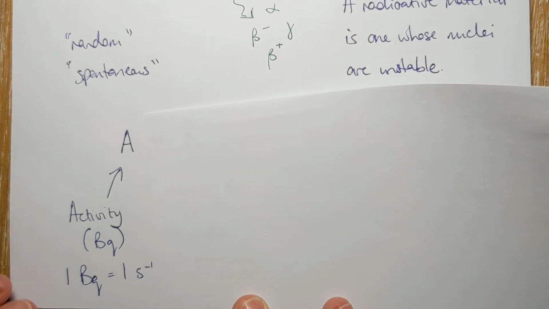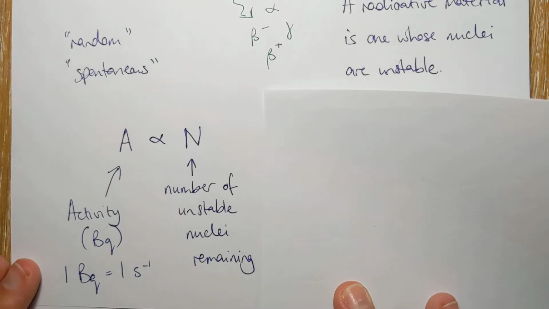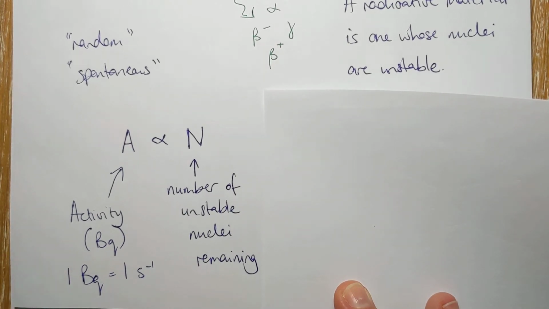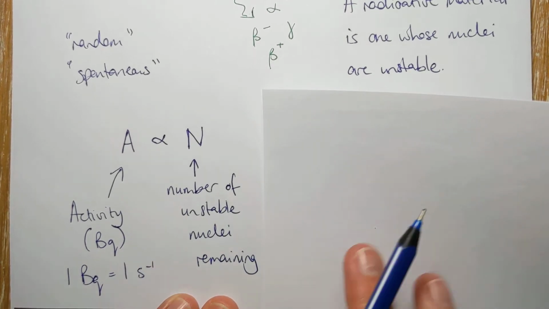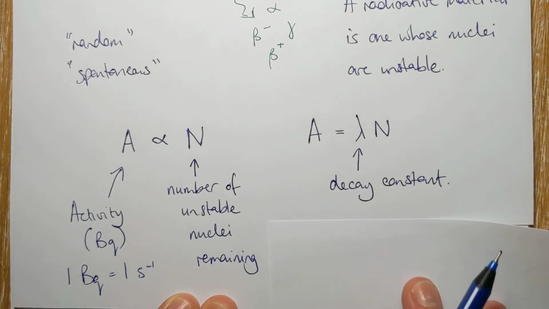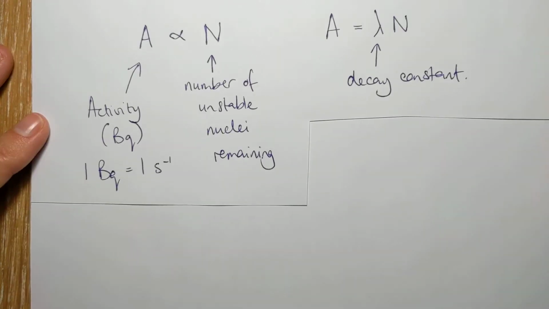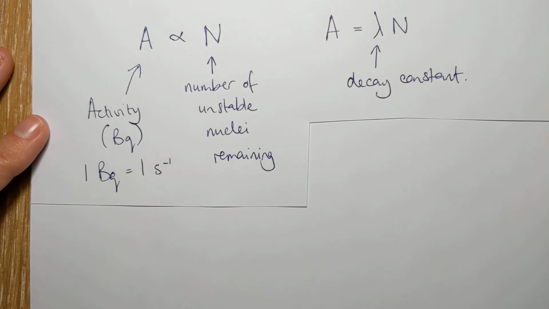And what we know about the activity is that it's directly proportional to the number of nuclei that you've got left. And if we have a directly proportional sign there, we can of course replace it with a constant. And so this is our decay constant there. Now this is actually a very special and significant mathematical relationship.